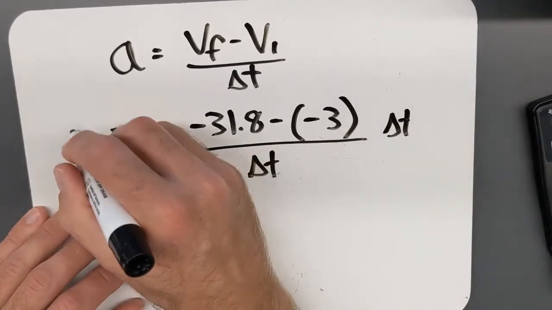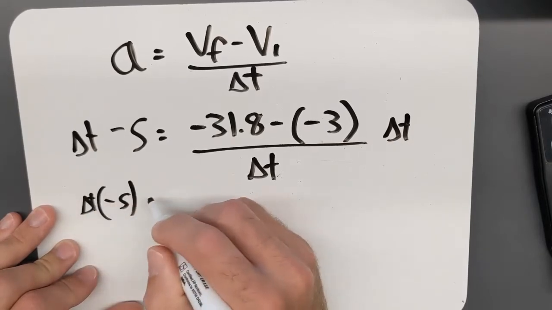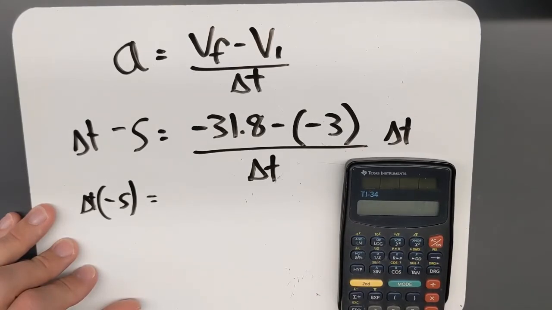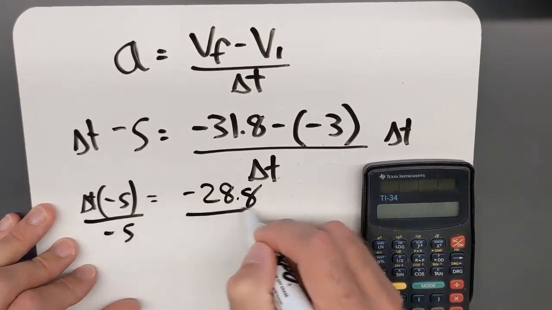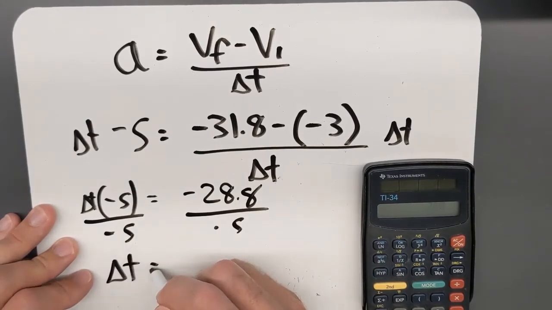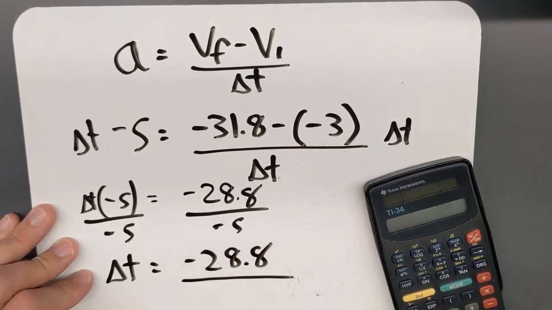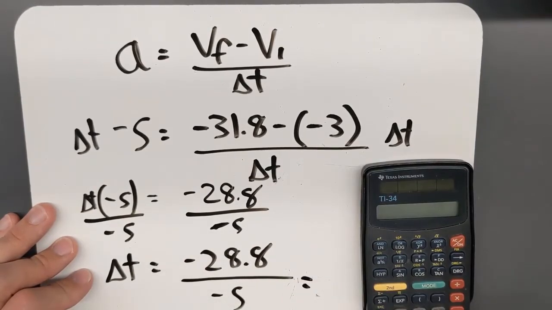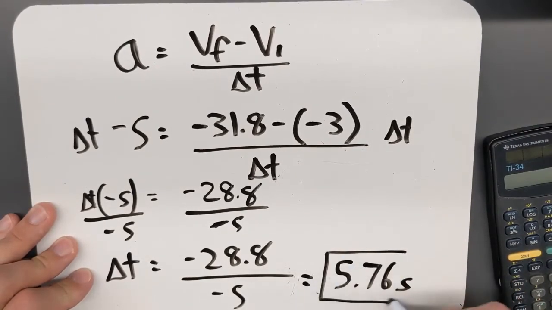Multiply both sides by delta T, algebra. So I have delta T times -5 equals -31.8 minus -3, which gives me -28.8. Then I divide by -5, simple algebra, and I get a delta T of -28.8 divided by -5, which gives me 5.76 seconds. 5.76 seconds. And that's the easy way to do this.